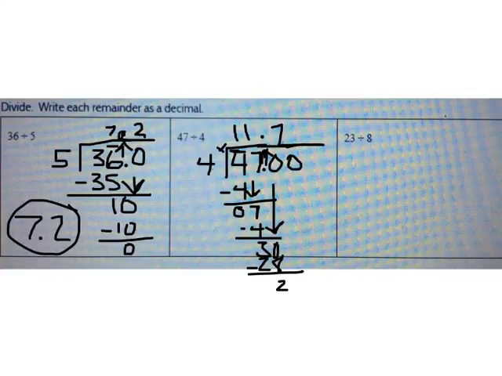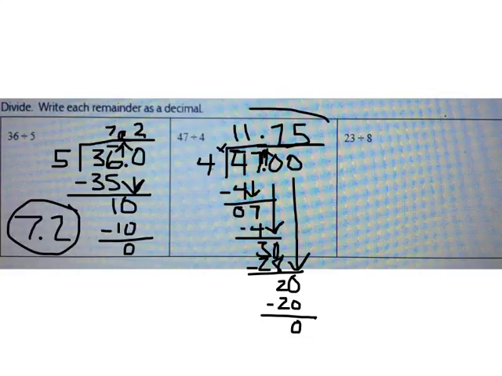Remember, I can add as many zeros as I want after the decimal point without changing the value of the number. And bring that 0 down. How many times does 4 go into 20? 4 goes into 20 5 times. What's 5 times 4? It's 20. When I subtract, I have nothing left over.